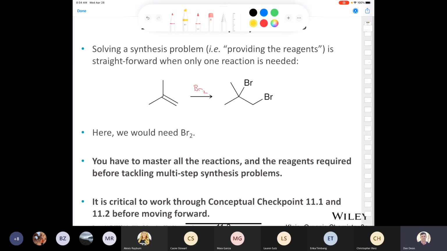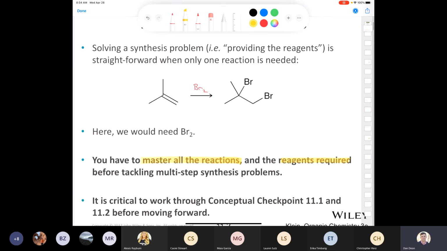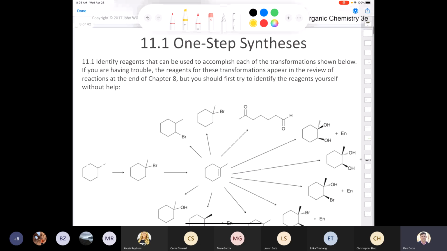Now there's some information here. It says you have to master all of the reactions and the reagents required before tackling multi-step synthesis problems. You're going to hear me say that probably a few times today: you have to master these reactions. Students will sometimes ask me, do you have a strategy that works for everybody in terms of memorizing reactions? And the answer is absolutely not. I would say there's no one size fits all method of memorizing reactions.